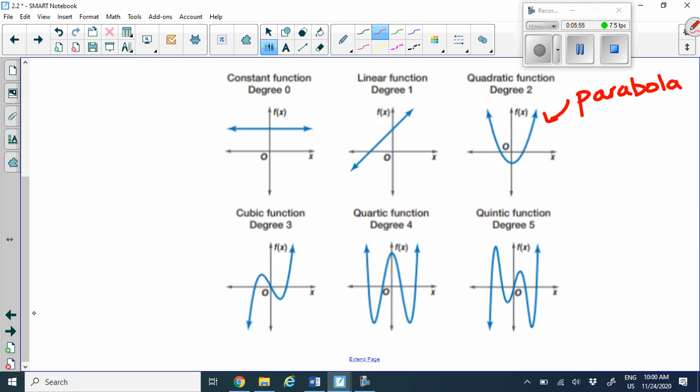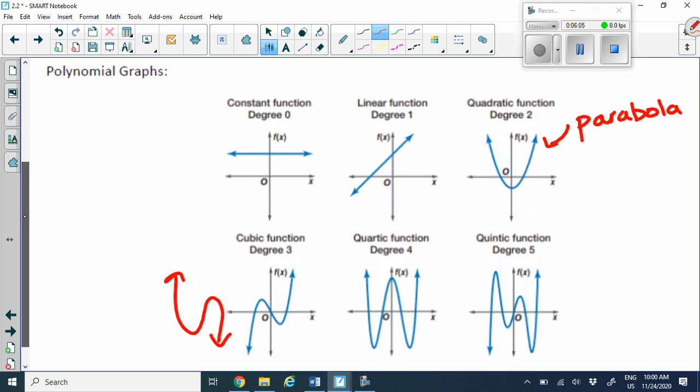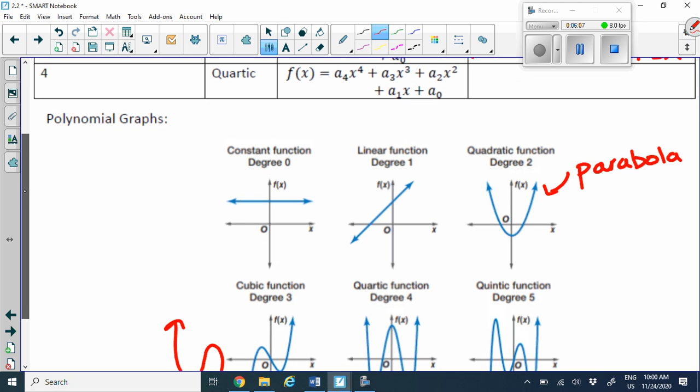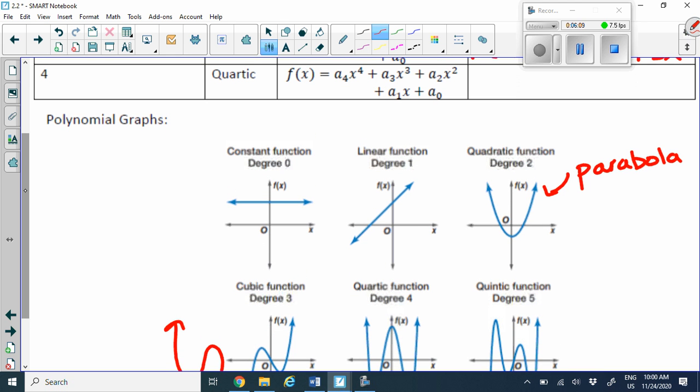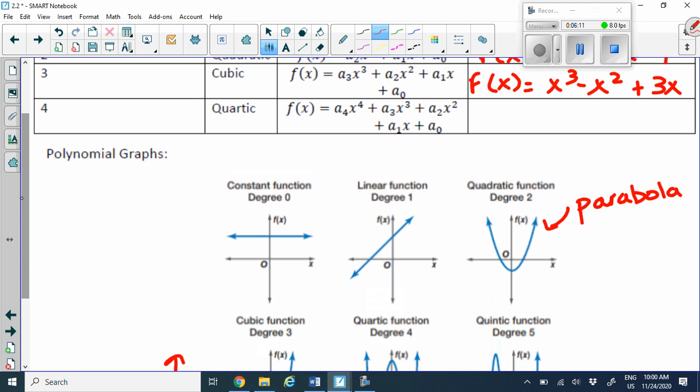Or another way is if we reverse this, this could also look like a cubic. So that might be something else you might see, okay? Okay, now we have a quartic. So quartic is when we have a degree of 4. So we have x to the 4th plus 2x minus 1.